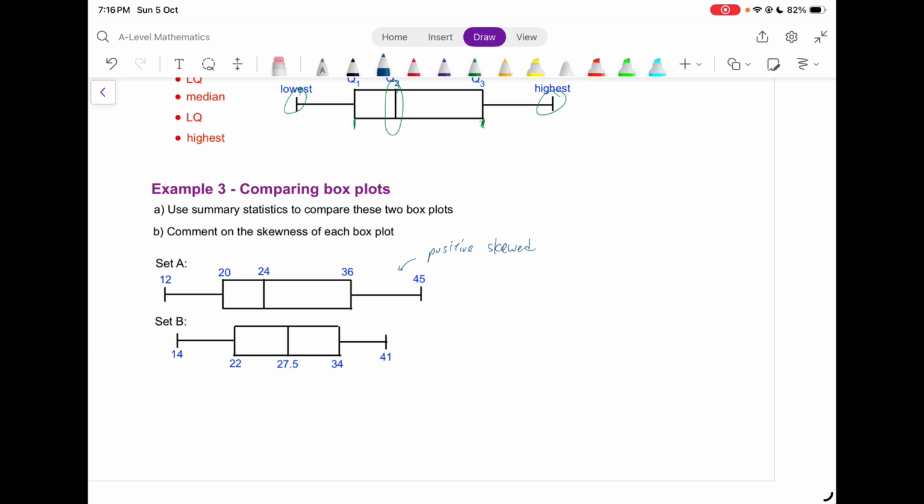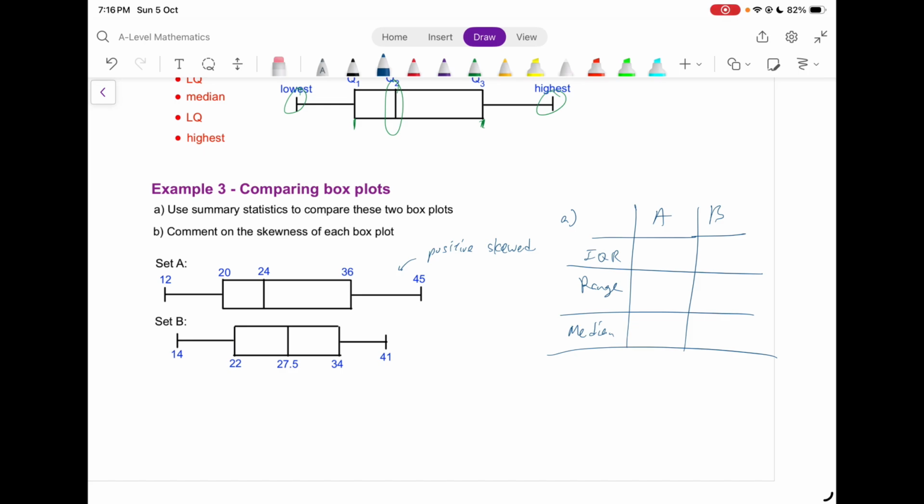So using summary statistics to compare the two sets, what summary statistics can we use? We can use the IQR, the range, and the median. The IQR for set A is 32.20, which is 14 or 16, and for set B it is 12. The range for set A is 45 minus 12, which is 33, and 27 for set B. And the median is 24 and 25.